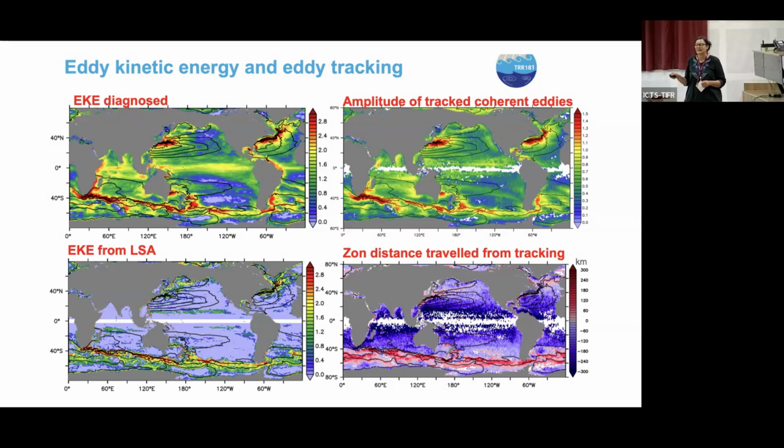And here you can also diagnose the distance traveled by these eddies. So they travel here in the ACC. They are advected by this ACC zonally. Otherwise, they go westward, like Rossby waves should. So they travel at times more than 300 kilometers.